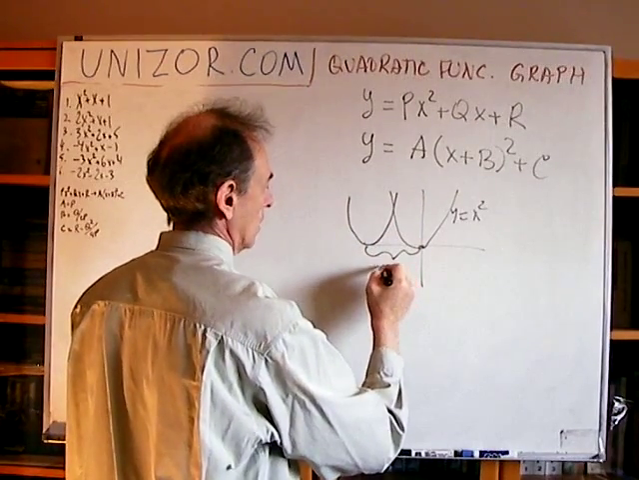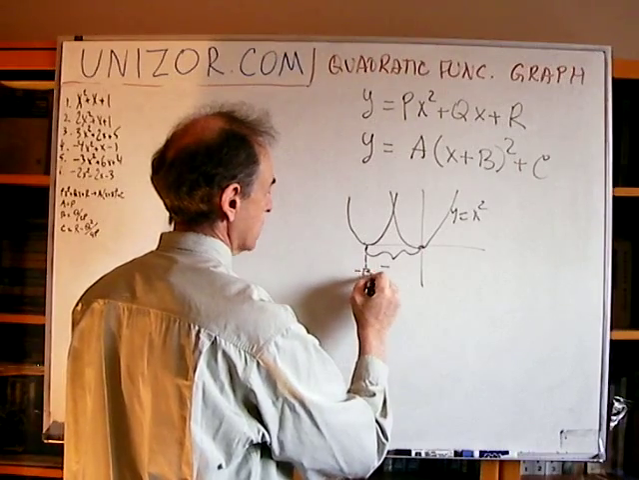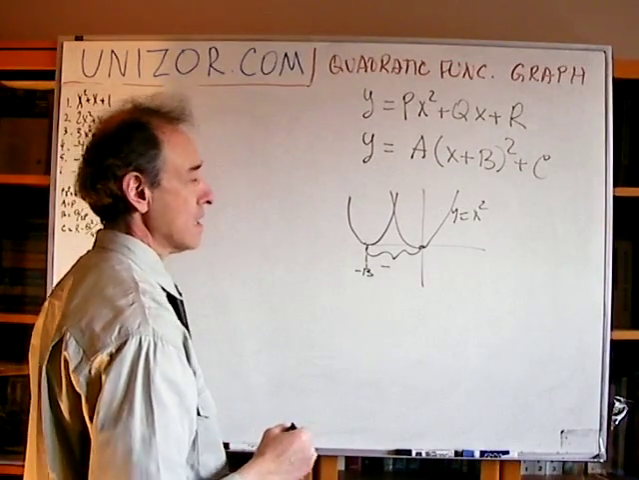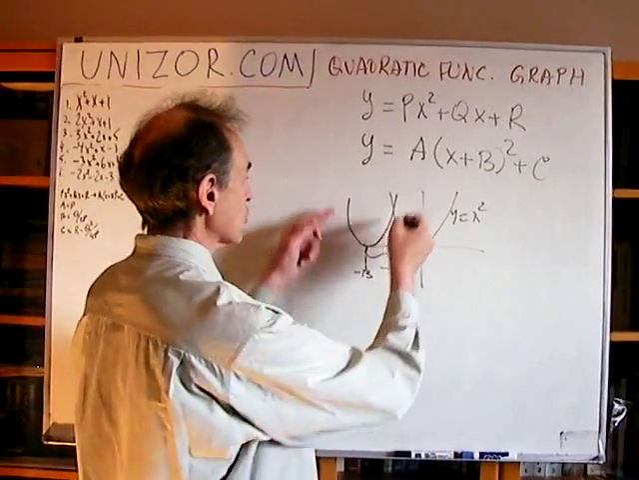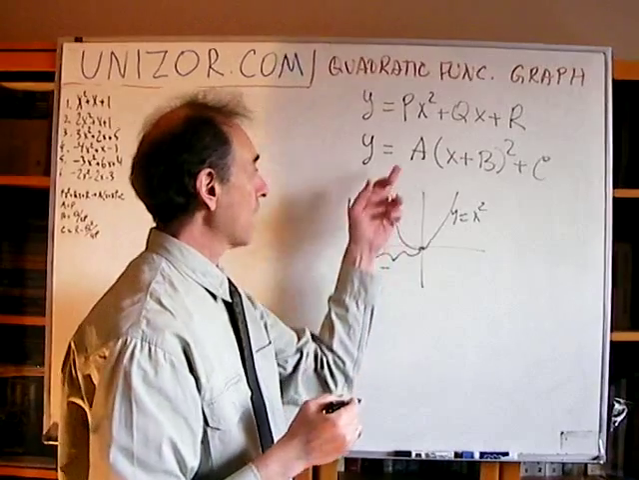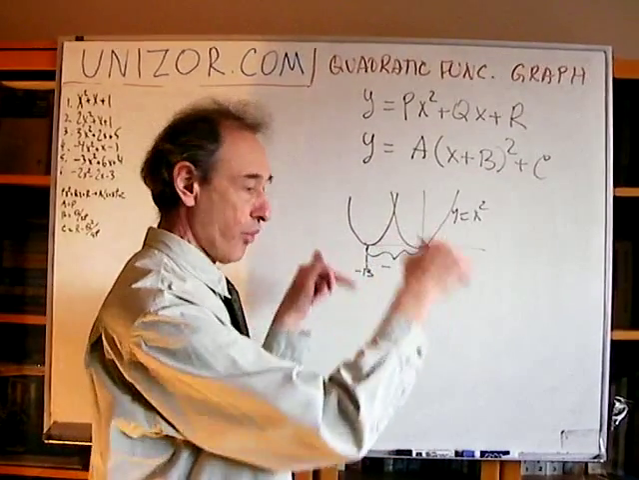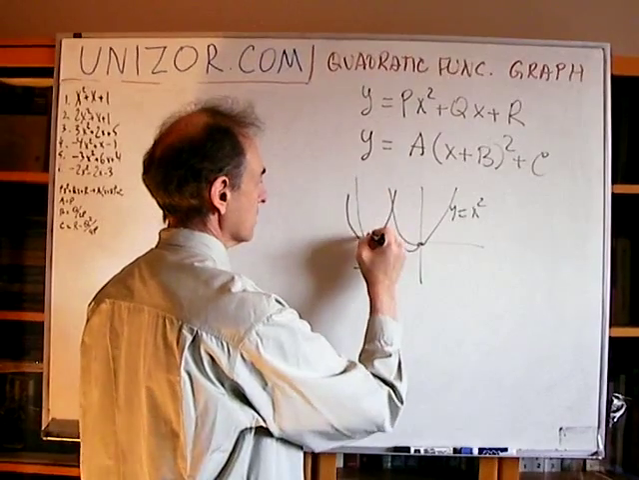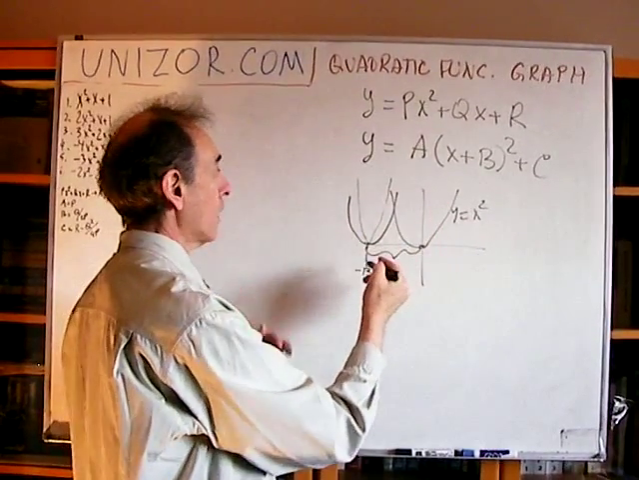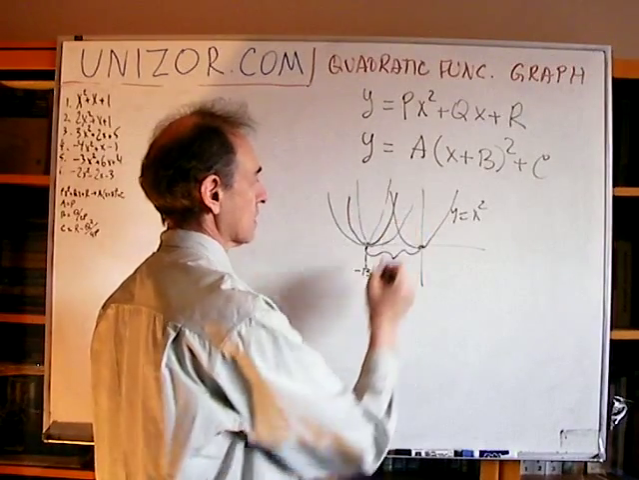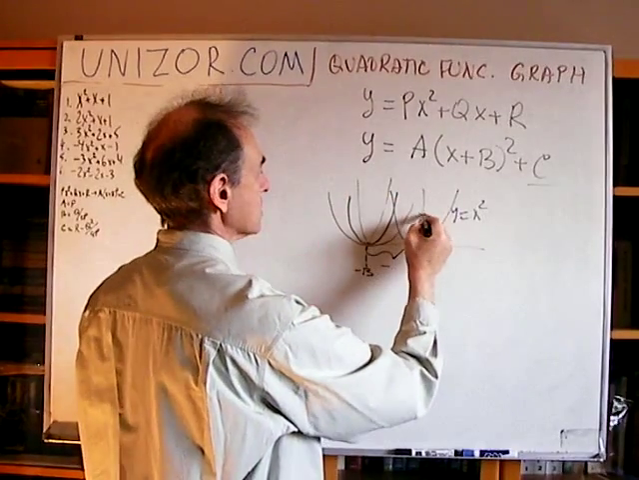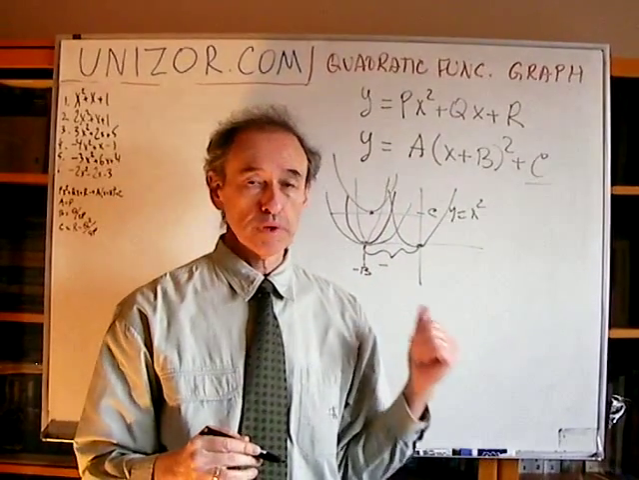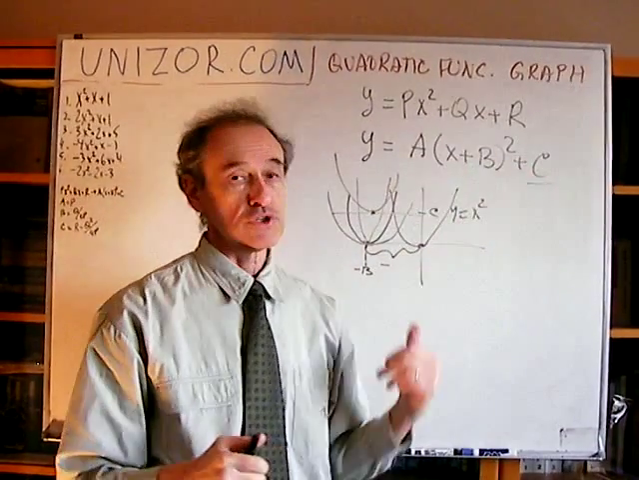But in any case, you shift it to the left by b, so it will be something like this. If this point is minus b, then you multiply this function by a. If a is positive, the branches remain pointing upwards. If a is negative, they change to pointing downwards. If a is greater than 1 in absolute value, the steepness would be greater, and if it is less than 1, the steepness would be less. And then finally you shift it up by c. That would be your new vertex. So I know how to build the graph of this function, whatever coefficients a, b, and c are.